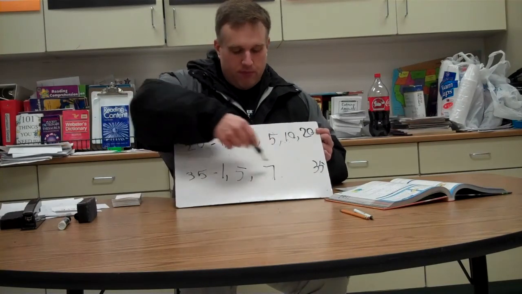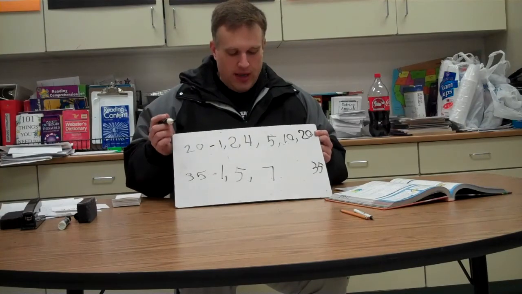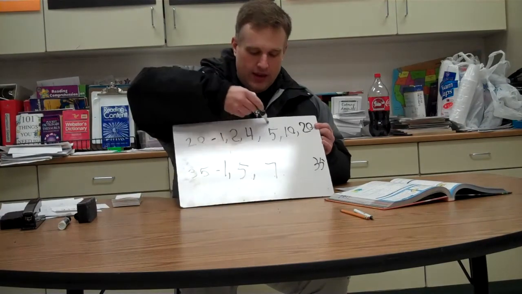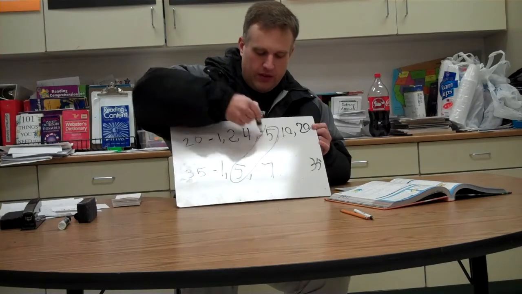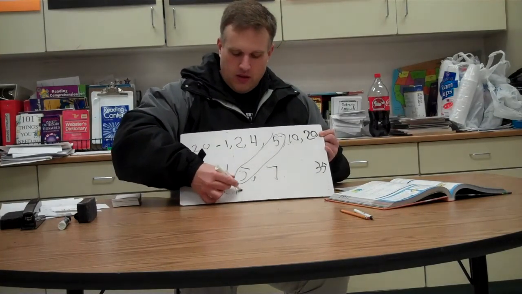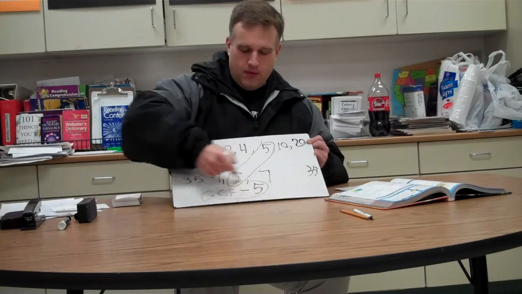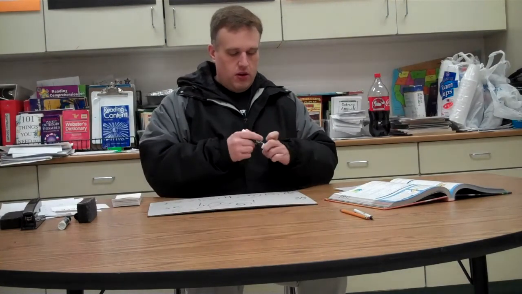So now I have both my lists, and now I just compare the lists, and I try to find the biggest number that's in both lists. And when I do that, I will see that 5 would be my GCF. So my GCF is 5. Okay? So that is number 7.